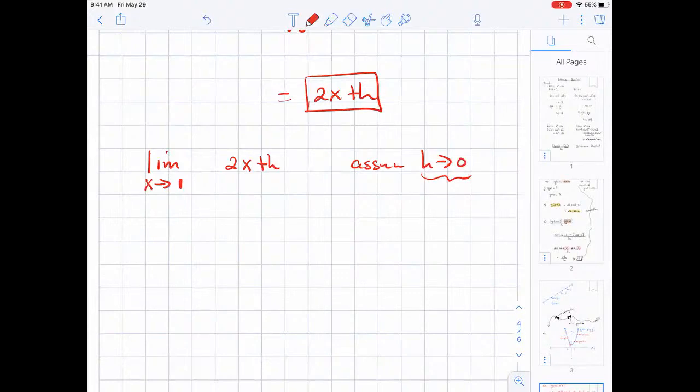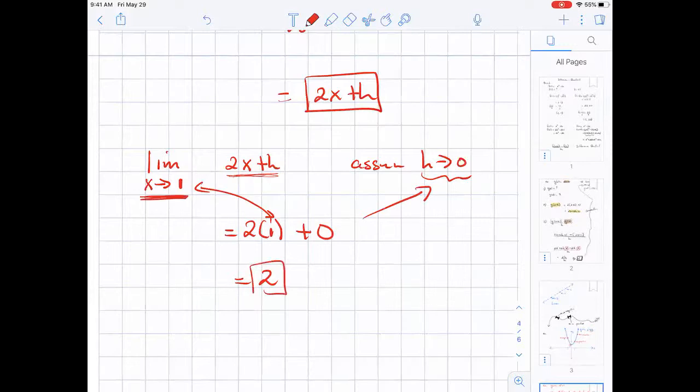Guys, is this a continuous function? Is the limit 1? No, not 1, 2. You can do direct substitution. This means 2 times 1 plus h, 1 here, plus 0, since h is approaching 0. So this is equal to 2. What does this mean? This means the slope is 2 when x is equal to 1.